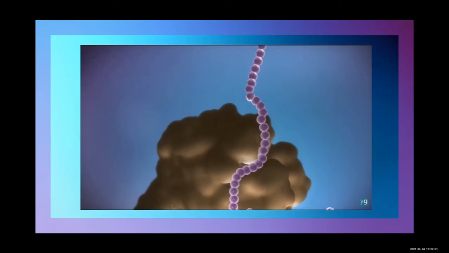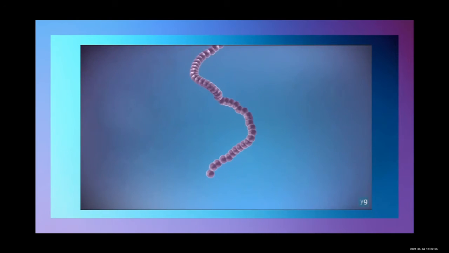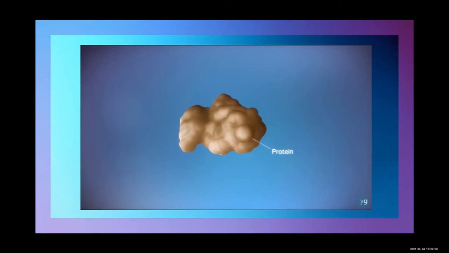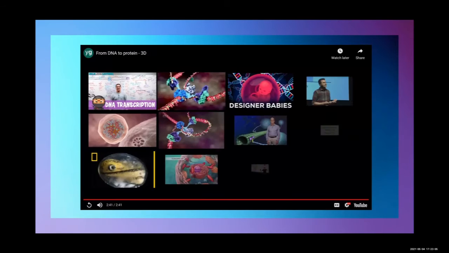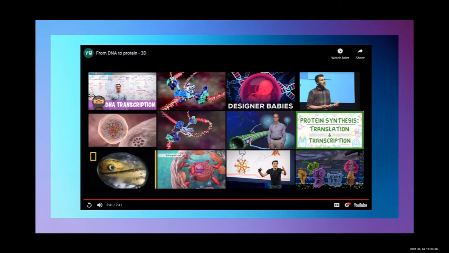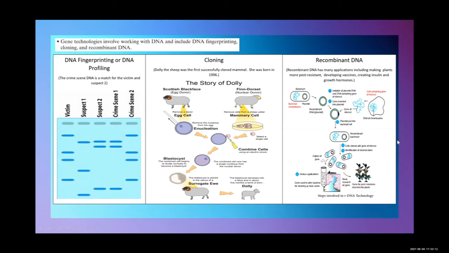Once the last amino acid has been added, the chain folds into a complex 3D shape to form the protein. So gene technologies involve working with DNA and include DNA fingerprinting, cloning, and recombinant DNA.